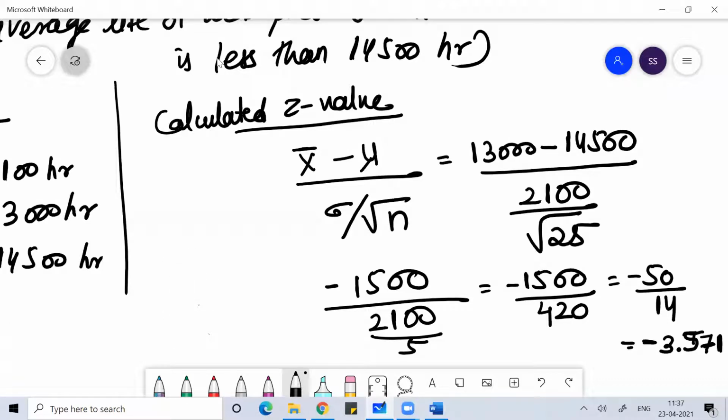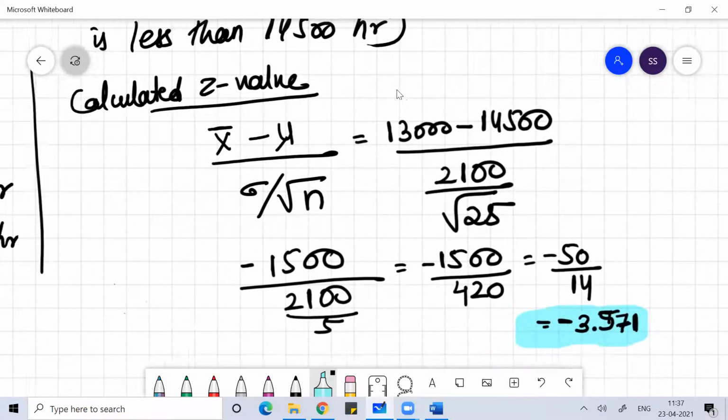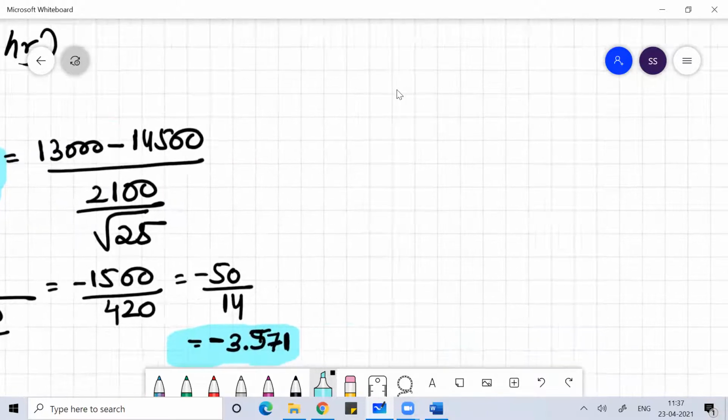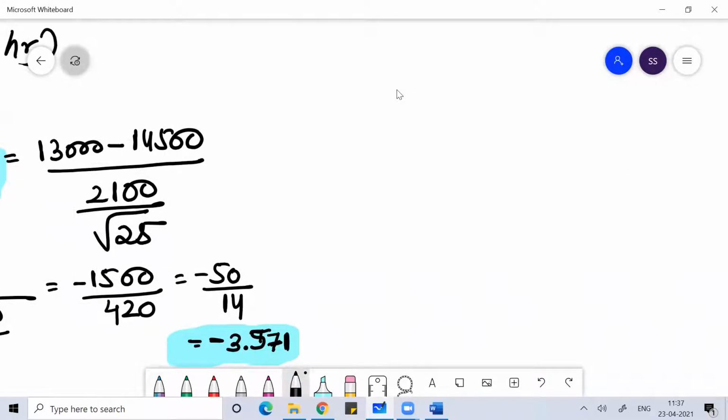So minus 3.571 is the value you will get. So your calculated z value is minus 3.571. This is the formula we use for the calculated z value. Whatever z value you get, you compare this with the theoretical z value.